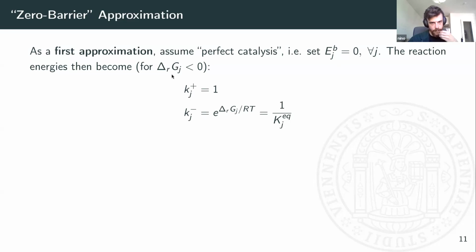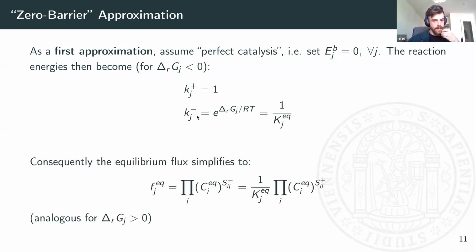Basically the forward rate then just becomes 1, if you have a delta G smaller than 0, and then the backward rate is just 1 over the equilibrium constant, and it would be vice versa if the delta G is bigger than 0. And then this equilibrium flux is simplified to this equation here. So you get the energy barriers out of the equation. And it's again analogous if the delta G is bigger than 0.